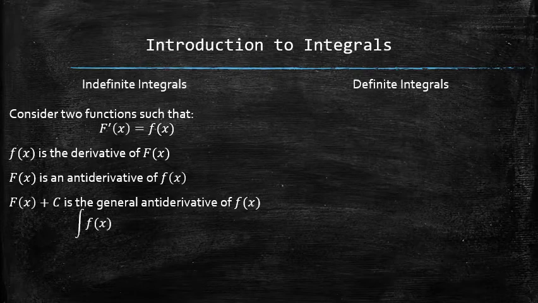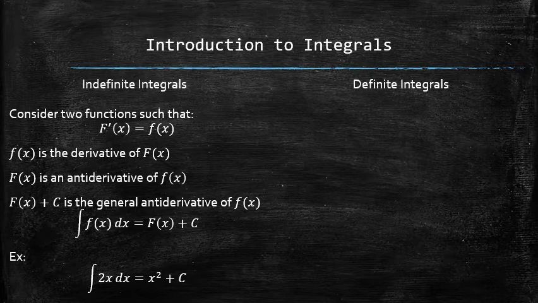So, the indefinite integral, by definition, denotes the general antiderivative of the integrand function. For example, the indefinite integral of 2x is x squared plus C, because the derivative of any function in the form x squared plus C is equal to 2x.